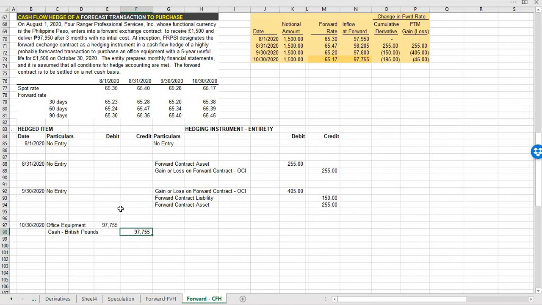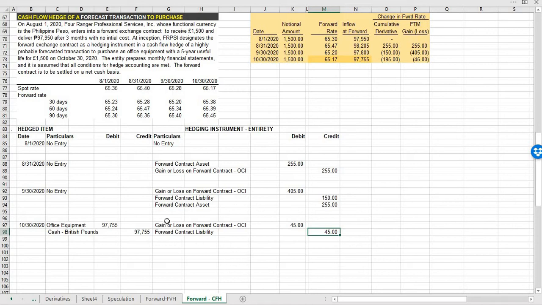So ngayon, syempre, on this date, may entrada rin sa hedging instrument kasi ito ang kanyang settlement date. So, ano ang entrada natin for the hedging instruments? Syempre, yung change uli. Sabi rito, may loss tayo na i-recognize na 45 pesos. So, debit tayo ng loss OCI for 45 pesos. At bakit daw? Kasi we need to increase the derivative, the liability. So, credit tayo ng forward contract liability at 45 kasi from 150 dapat magiging 195.